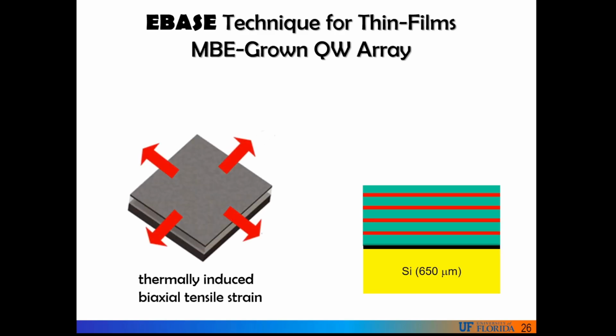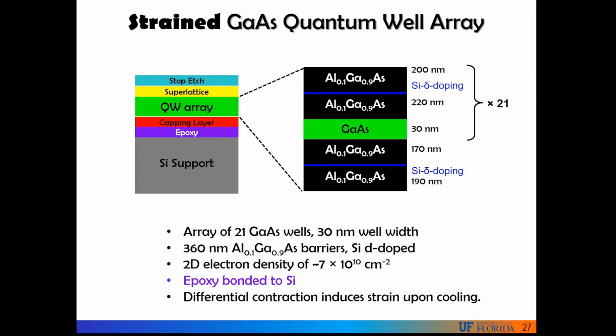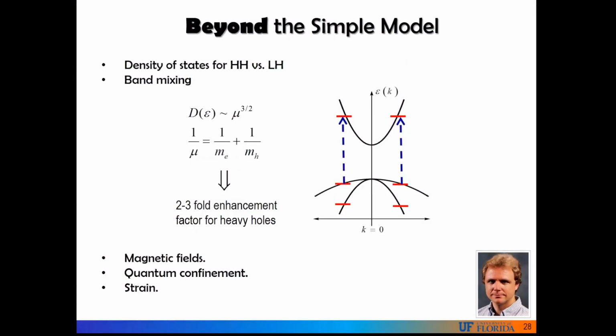But when you cool the whole structure down, you introduce the biaxial tensile strain. This is the actual quantum well sample. This one happens to be doped. It was a quantum Hall effect sample that we had. And I want to discuss the various effects that are beyond the simple model of optical pumping. One is once you're away from k equals 0, the different curvatures of the energy bands here are going to give you a factor of 2 to 3-fold enhancement of the absorption from the heavy holes relative to light holes.